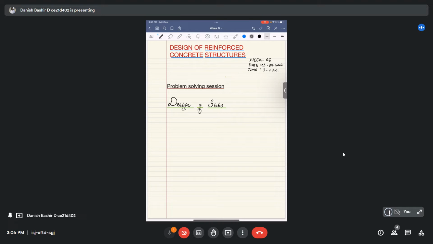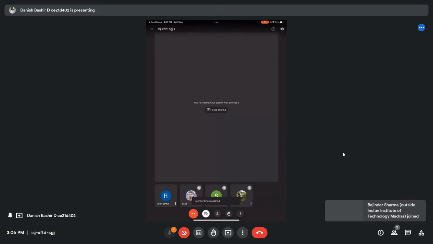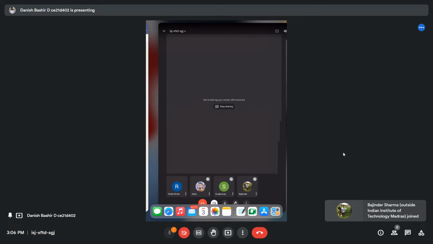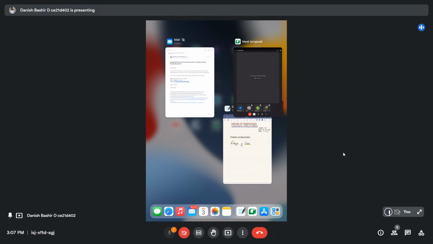For the design of slabs, we will have a little look into what slabs are, and what one-way action and two-way action are. In today's session, we will primarily deal with the design of one-way slabs. So let me start. What slabs actually are?